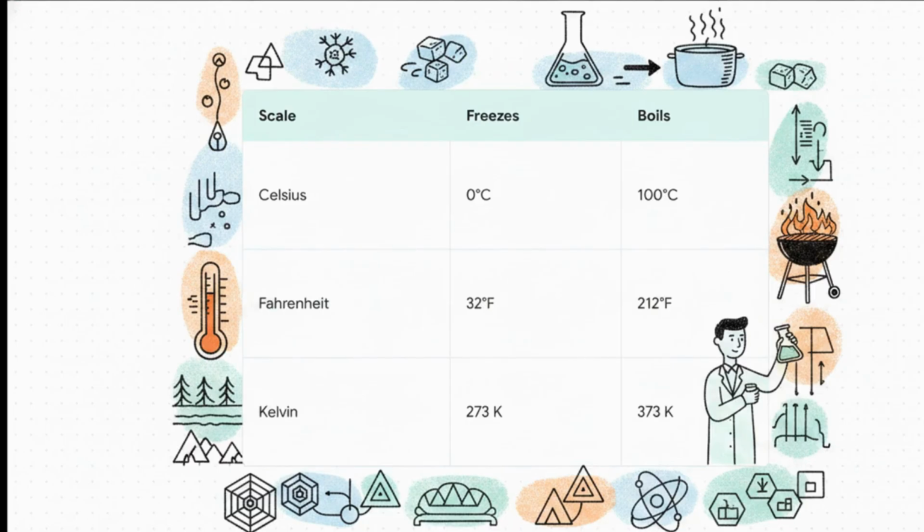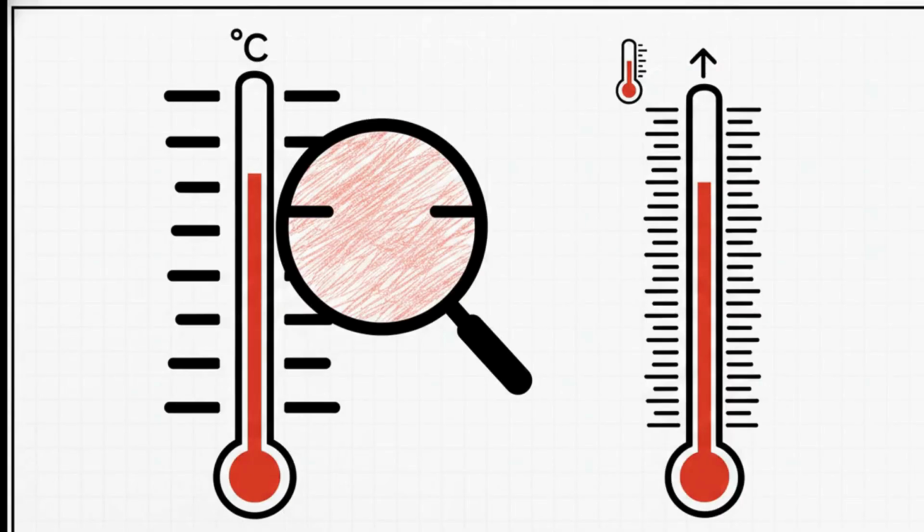Well, Celsius beautifully bases itself on water. It freezes at 0 and boils at 100. Simple, right? Fahrenheit places those exact same freezing and boiling points at 32 and 212. And then there's Kelvin. This is the absolute gold standard for science, setting water freezing at 273 and boiling at 373. Here's a really cool detail to think about regarding the physical size of the degrees themselves.